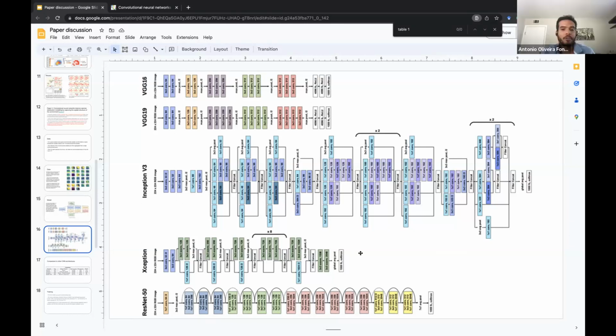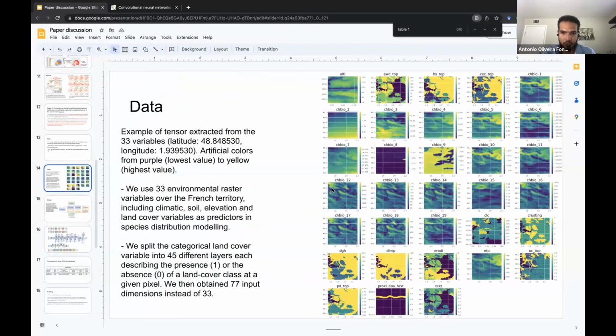So remember that the convolution is done not just for that one pixel, but over all the layers, the whole stack in depth, right? Although I'm doing it for just one pixel here, remember that this one pixel is a stack of 77 layers, which are described as the combination of these 45 different layers regarding land cover, and these 33 environmental raster variables, right?